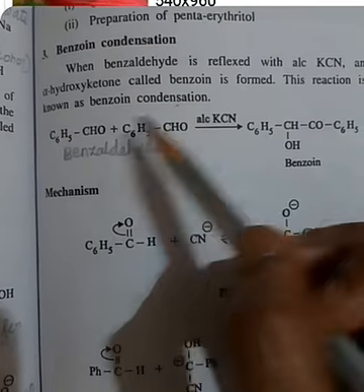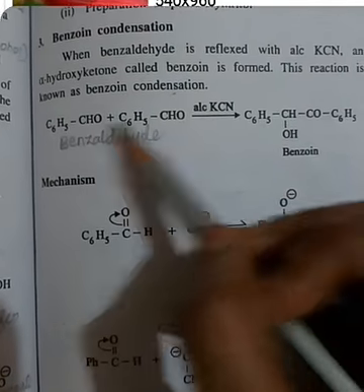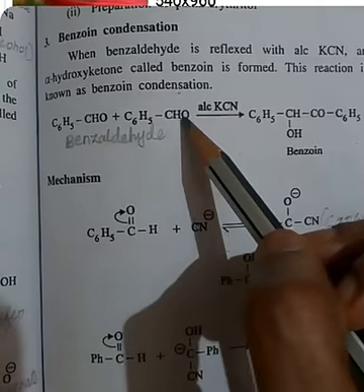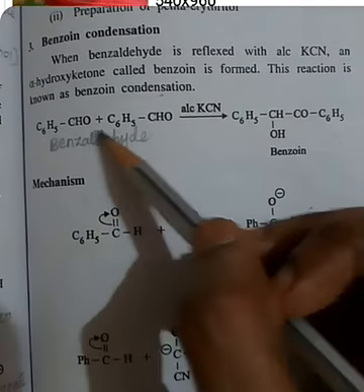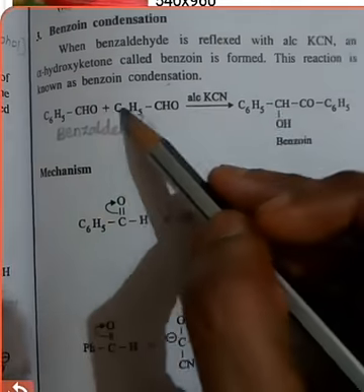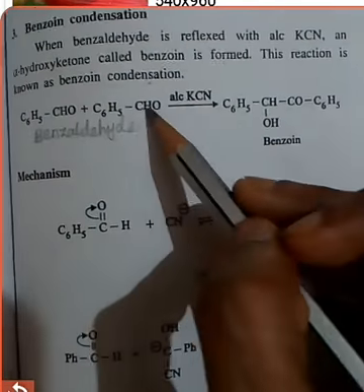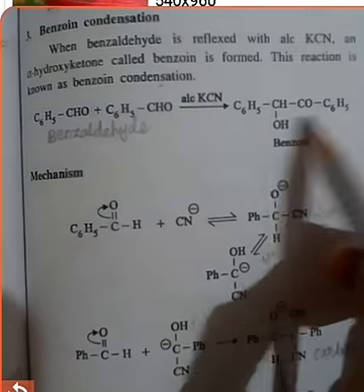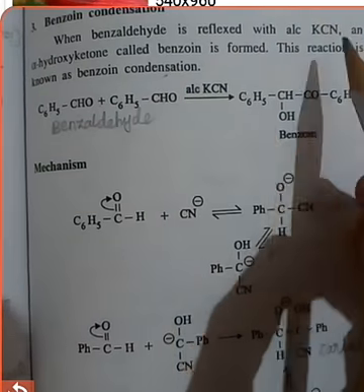C6H5CHOH here, one OH will be added in this reaction. Again, C6H5CO, here only CO will be attached, and C6H5 with OH. In this reaction, one H2O will be removed. This is said to be benzoin.